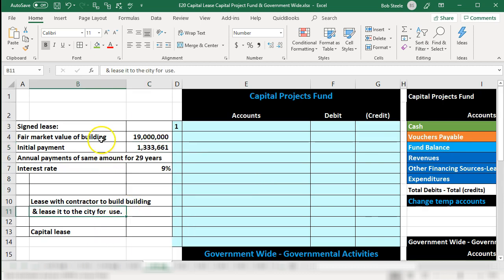So the information we have up top is we got the fair market value of the building is the 19 million. The payment is going to be this amount, and then we're going to make some more payments, and then we have the interest rate. So we're going to be making payments for the 30 years. We want to record this on the books.